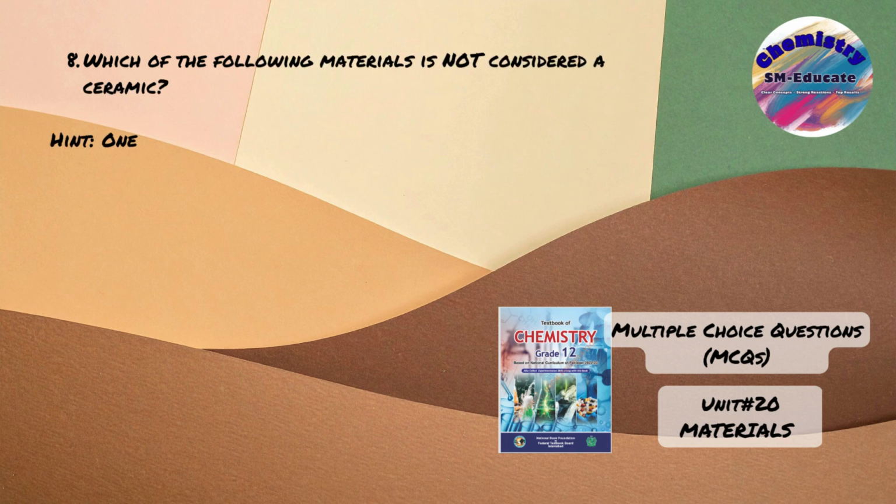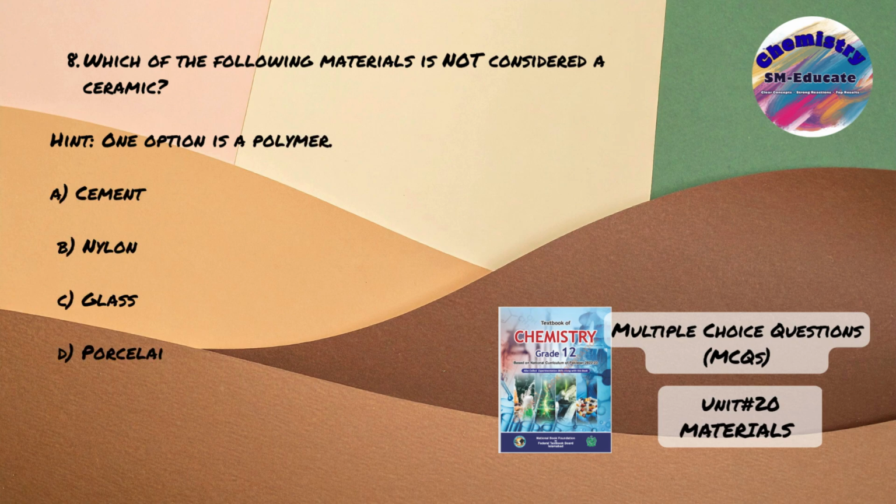8. Which of the following materials is not considered a ceramic? Hint: one option is a polymer. A. Cement. B. Nylon. C. Glass. D. Porcelain. Correct answer: B. Nylon.